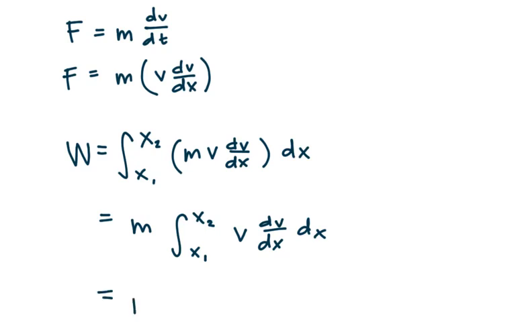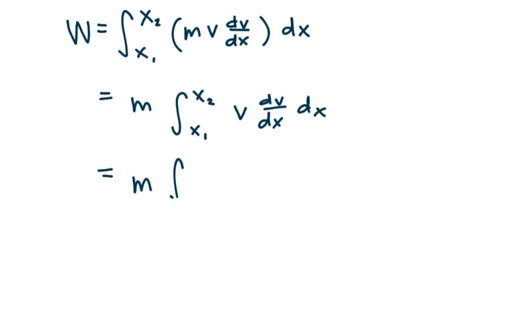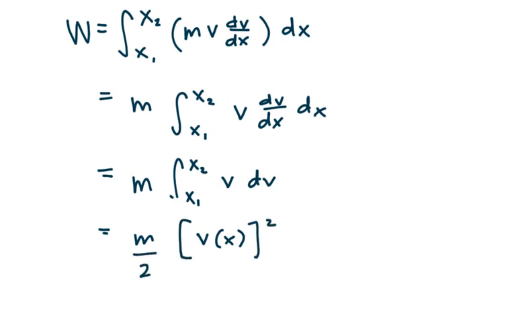Looking at simplifying this, I have mass, the integral from x sub 1 to x sub 2. The dx's will cancel, and we have v dv. So when I integrate v, and I don't know what v is, but it's going to become a function of x. And when we used the power rule to integrate that, it became squared and then over 2. So all of this needs to be evaluated from x sub 2 to x sub 1.